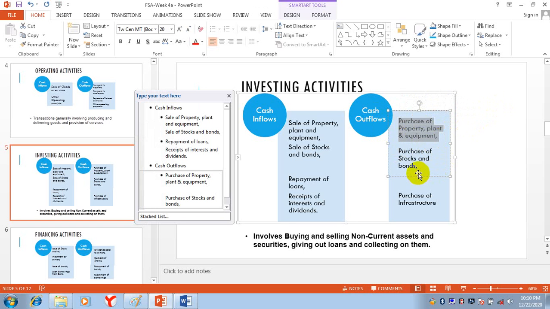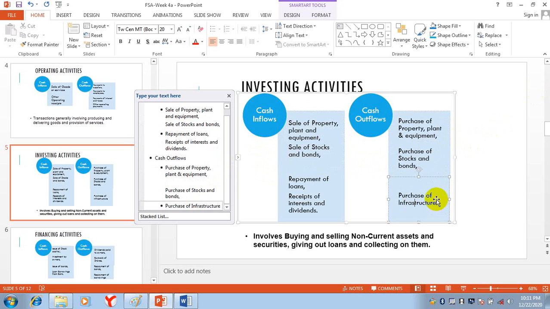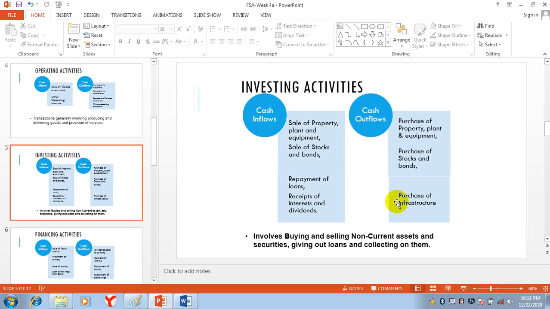Purchase of stocks and bonds. When they will purchase stocks and bonds, they will make payment for the purchase of stocks and bonds. So now cash will go out. When they will sell stocks and bonds, cash will come into the business. But when they will purchase stocks and bonds, cash will go out of the business. Purchase of infrastructure, any type of infrastructure, when they purchase, so cash will go out of the business.